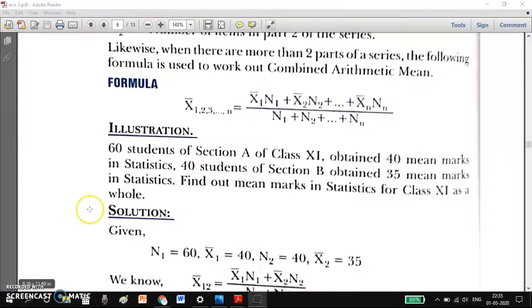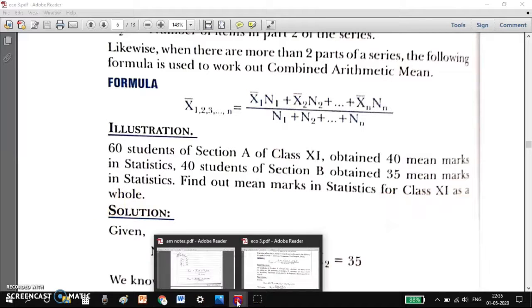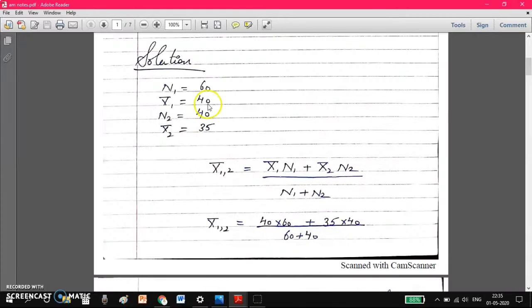The question is: 60 students of section A of class 9 obtained 40 mean marks in statistics. 40 students of section B obtained 35 marks in statistics. Find out the mean in statistics of the class as a whole. n1 is 60, mean 1 is 40, n2 is 40, and mean 2 is 35. So we are having each and everything. We just need to put everything into the formula correctly.